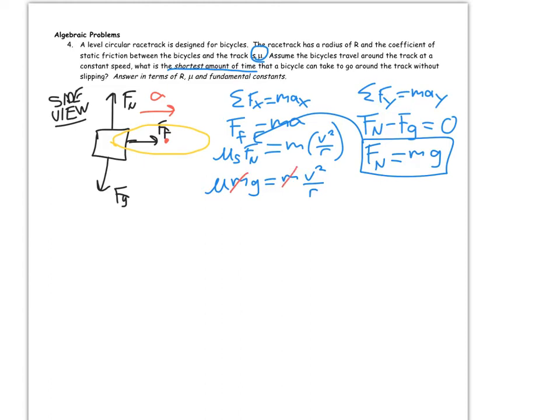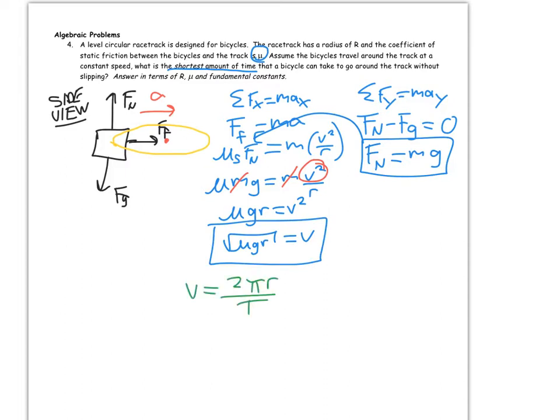And I ultimately want to get the shortest time that I can go around the track, so I'm going to first find the velocity of this object as it goes around the track. So solving for velocity, I get mu gr equals v squared, so the square root of mu gr is equal to my velocity.